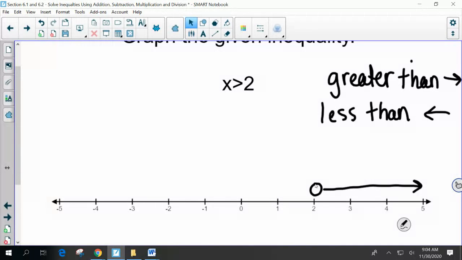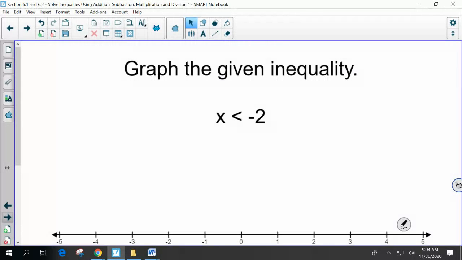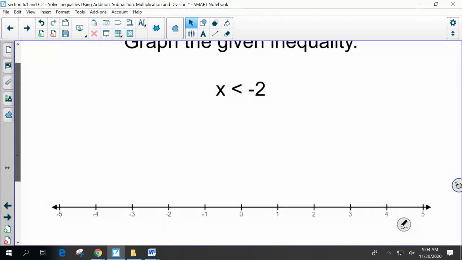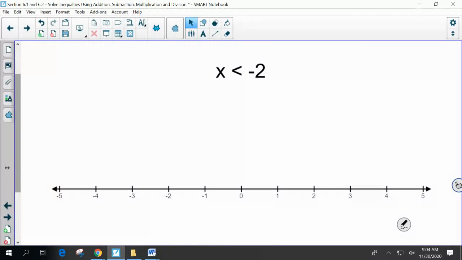Okay, so if we look at the next one, and we'll probably skip some of these, X is less than negative 2. So again, this is an open circle at negative 2, and it's less than, so I'm going to go left.